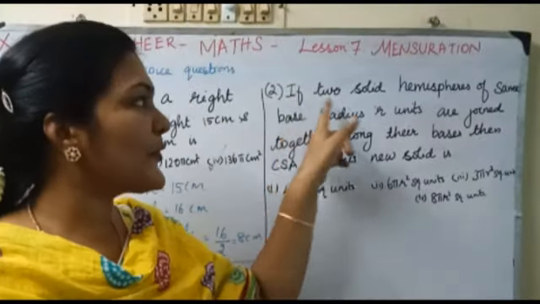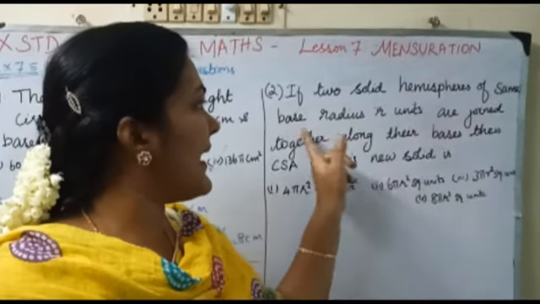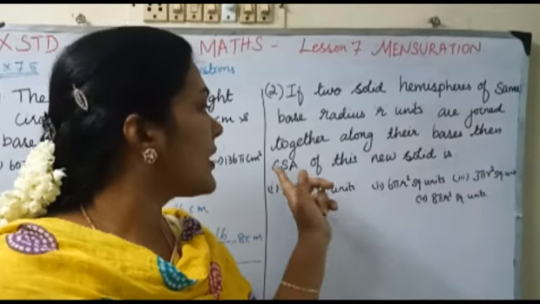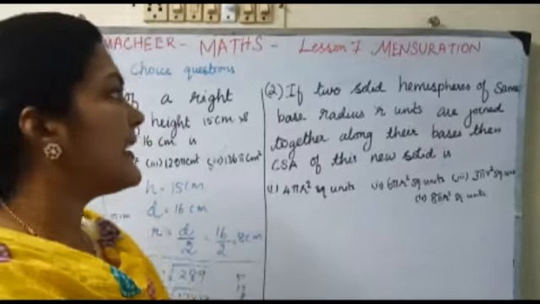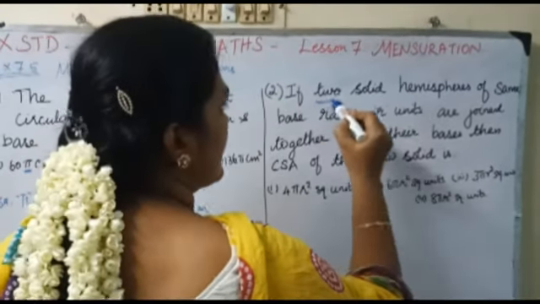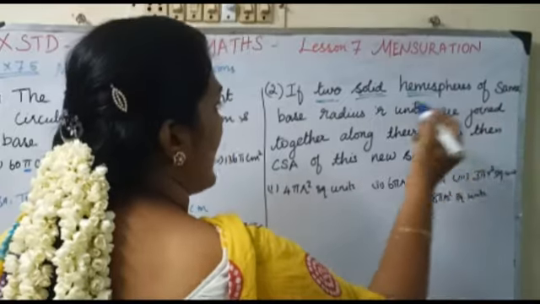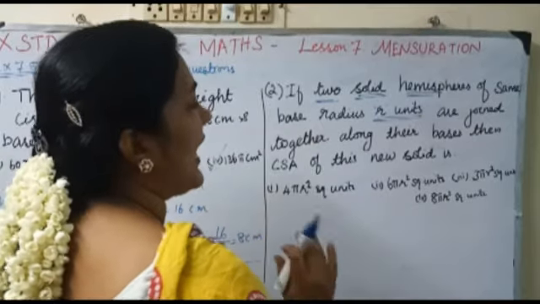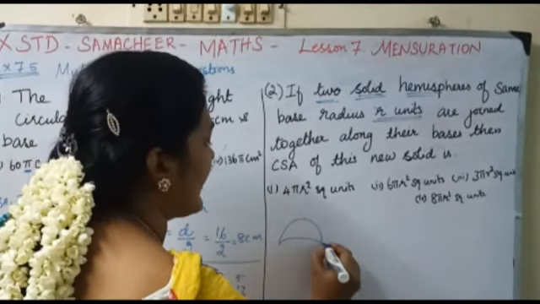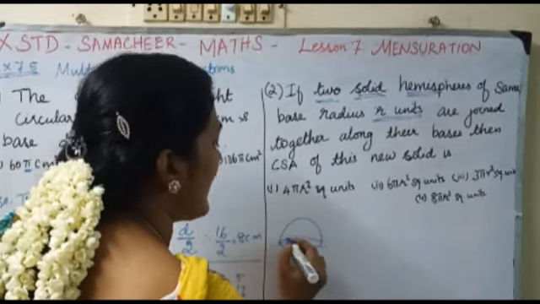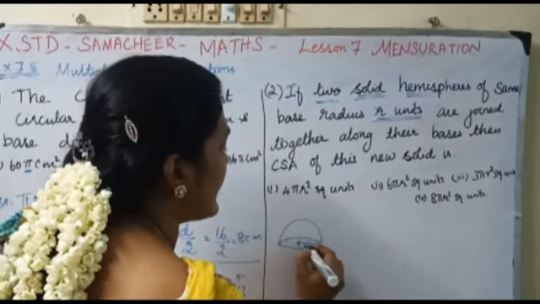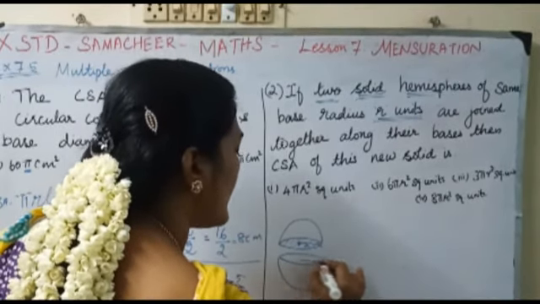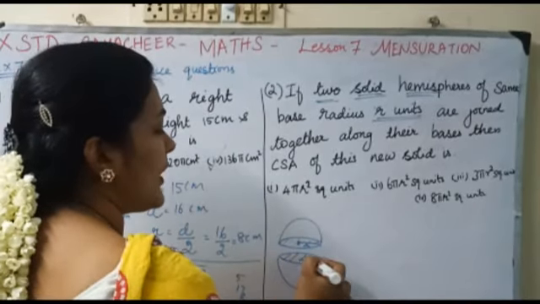Next question. If two solid hemispheres of same base radius r units are joined together along their bases, then the curved surface area of this new solid is, see, there are two hemispheres, okay va, and the base radius is r units for both hemispheres. Then they are joined together along their base radius. See, one hemisphere is like that. This part is the base of the hemisphere. The radius is r units. We have one more hemisphere with radius r units. So this is the base of this hemisphere.